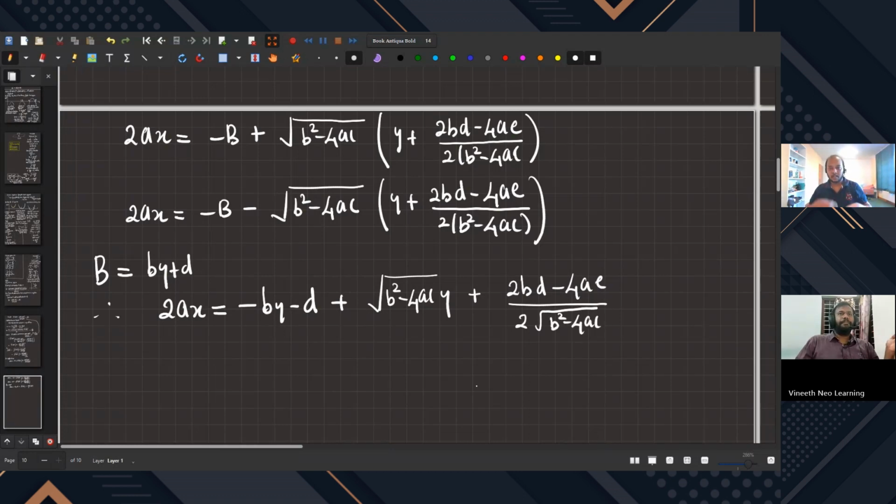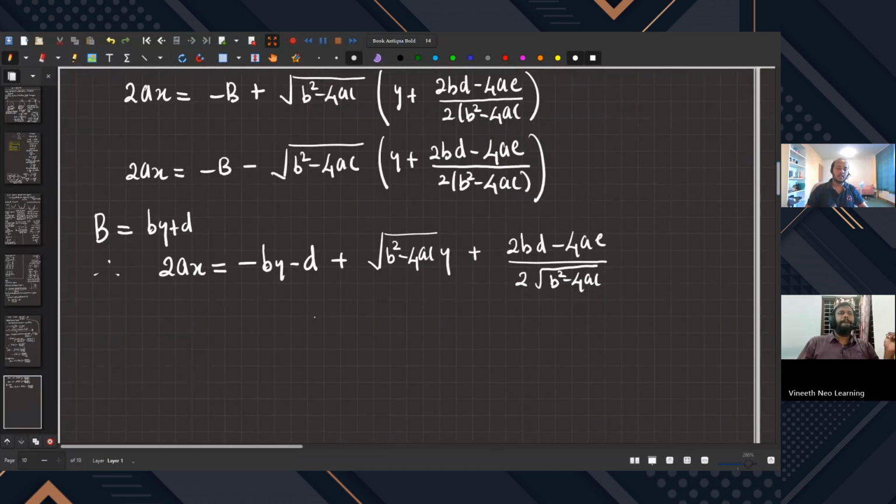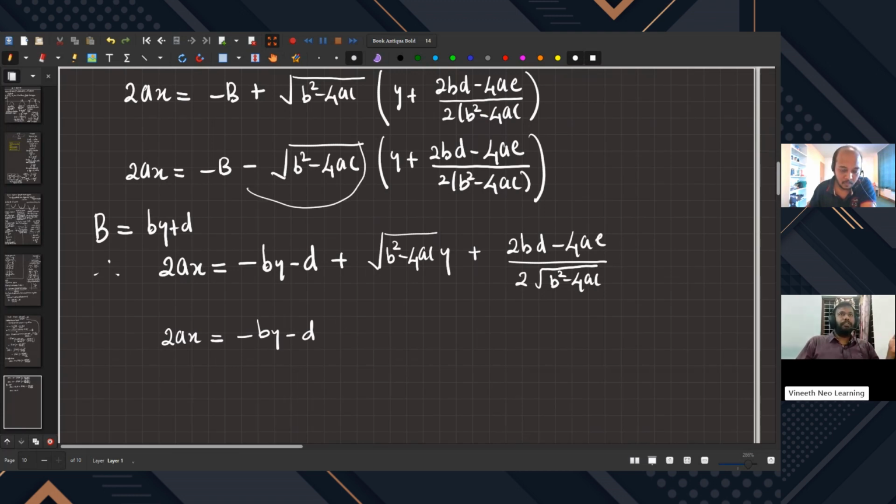So you are trying to write it in y equals mx plus c terms. Exactly. I'm trying to take y out as common from this. So we get 2ax equals minus by minus d, and I will distribute minus b squared minus square root of b squared minus 4ac into the bracket. So I'll get minus square root of b squared minus 4ac times y minus 2bd. It should be plus or minus, isn't it?